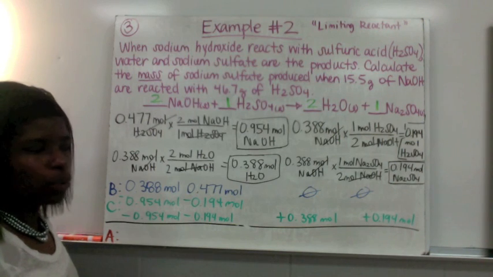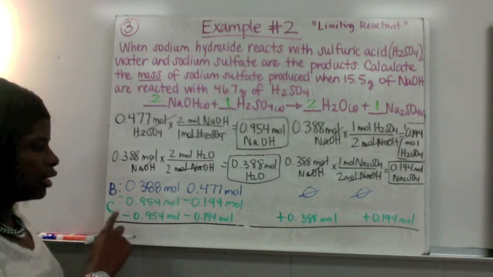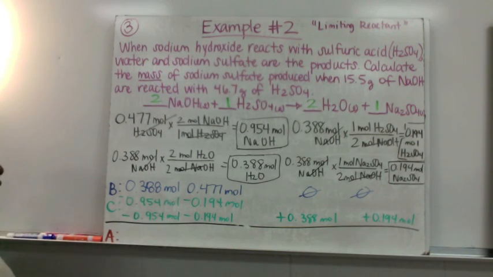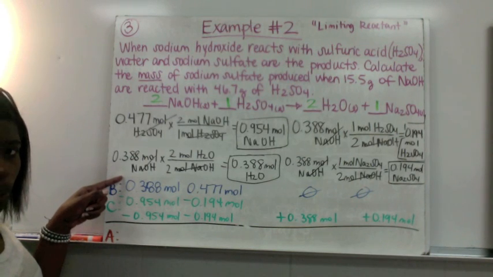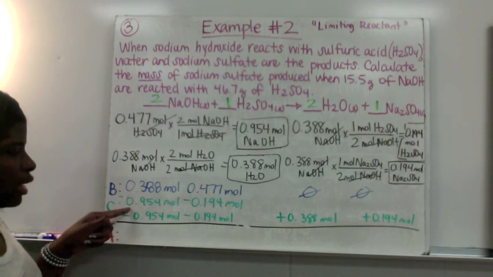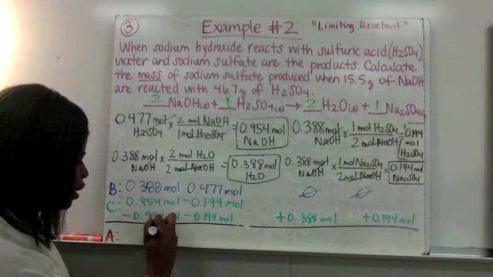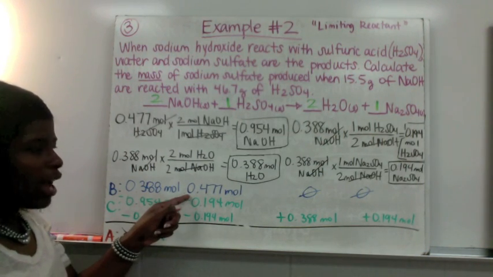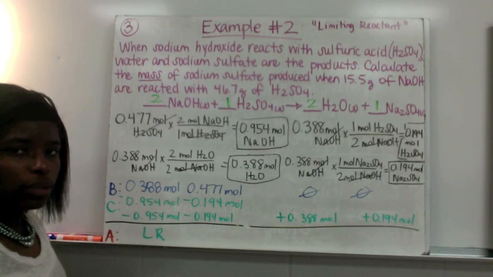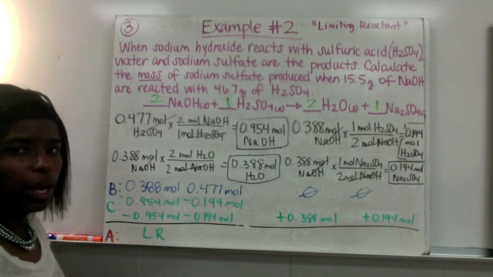So now we're going to actually do our products, but before we do that, we need to determine which one was our limited reactant. So here the problem gave you 0.388 moles. It's going to take 0.954 moles for the reaction to actually take place. So this is going to be your limited reactant. And then you have 0.477 moles given, and it takes 0.194 moles.